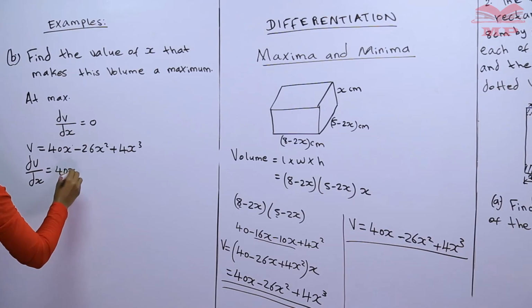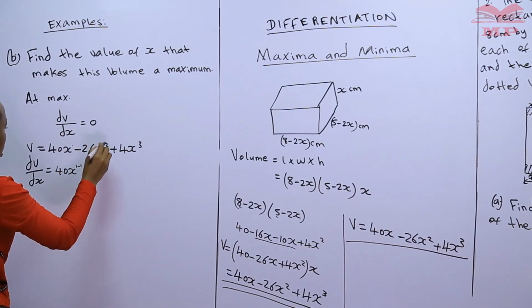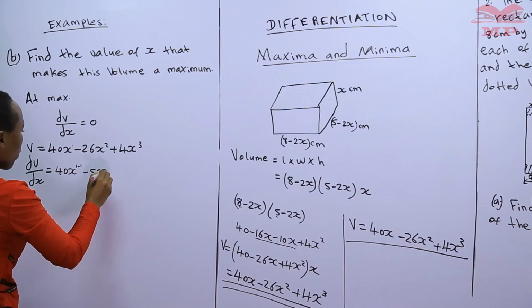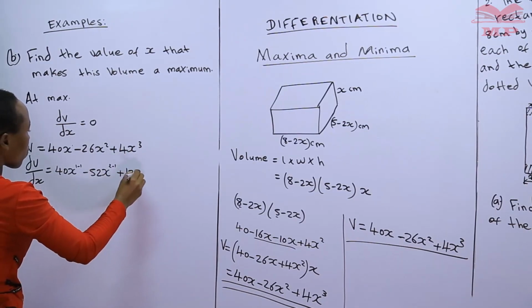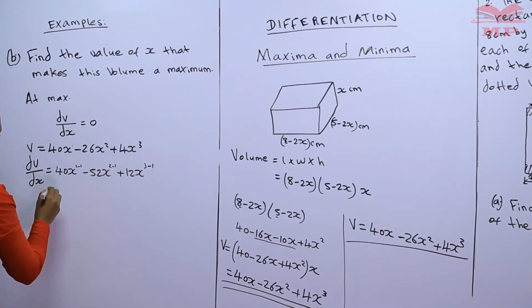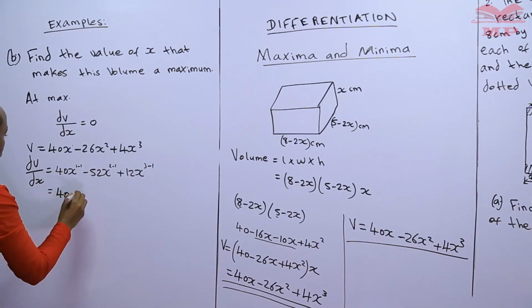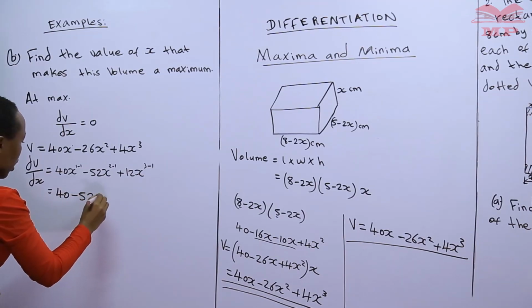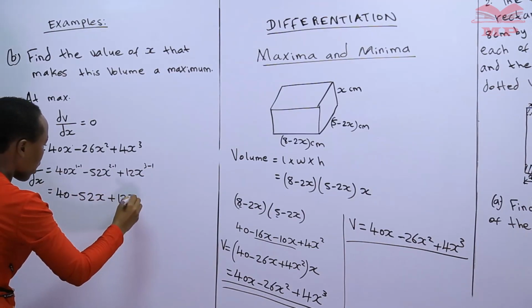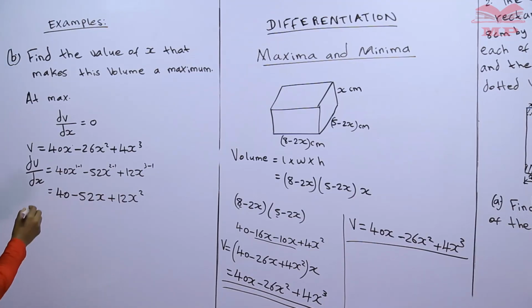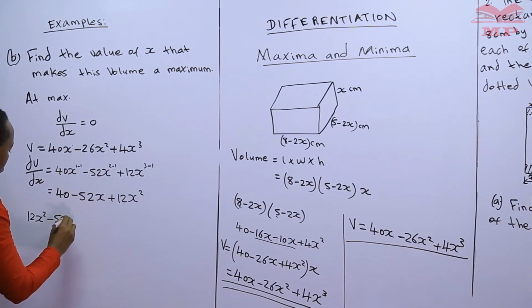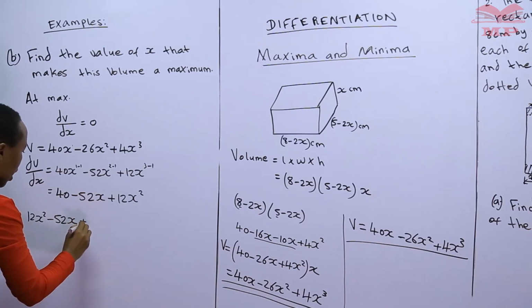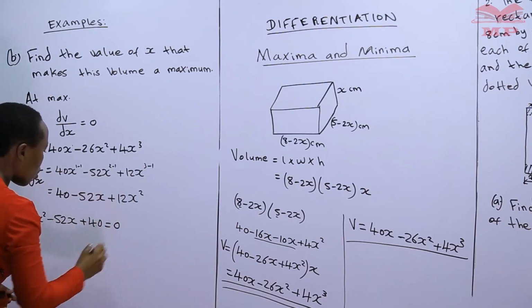So we have dV over dx, which will be equal to 40x to the power 1 minus 1, then minus 2 times 26, that is 52x to the power 2 minus 1, then plus 4 times 3, that is 12x to the power 3 minus 1, which is 40 minus 52x plus 12x squared. So we equate this to 0. We can start with 12x squared, reducing powers of x, minus 52x, then plus 40 is equal to 0.